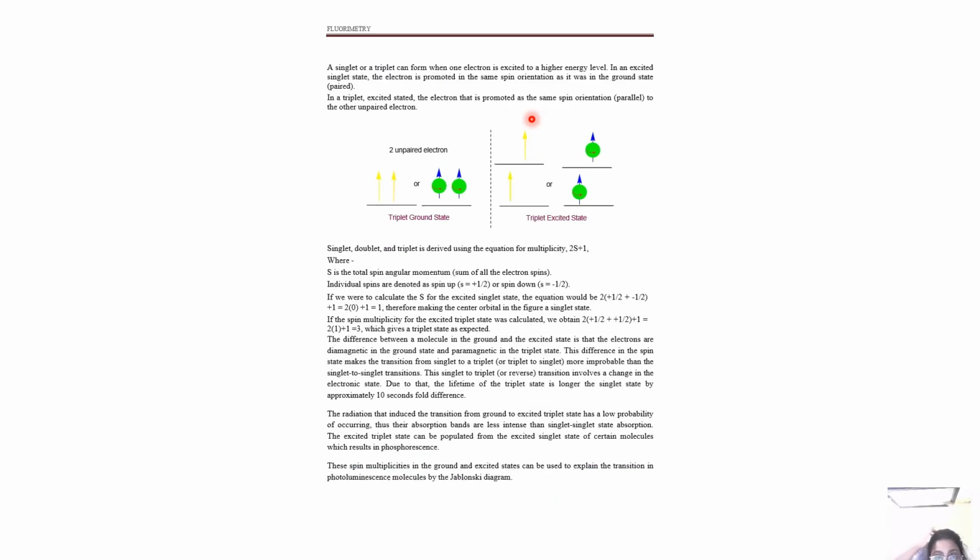Now, a singlet or a triplet can form where one electron is excited to a higher energy level. In an excited singlet state, the electron is promoted in the same spin orientation as it was in the ground state. In a triplet excited state, the electron that is promoted has the same spin orientation as the other unpaired electron.